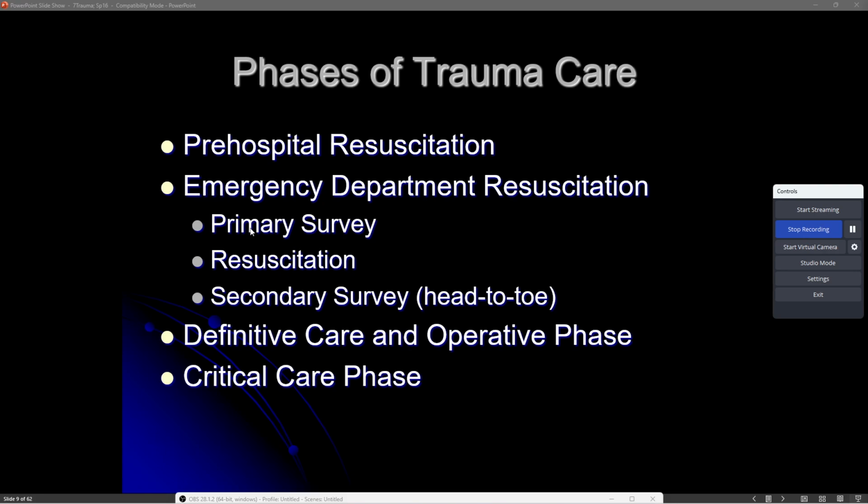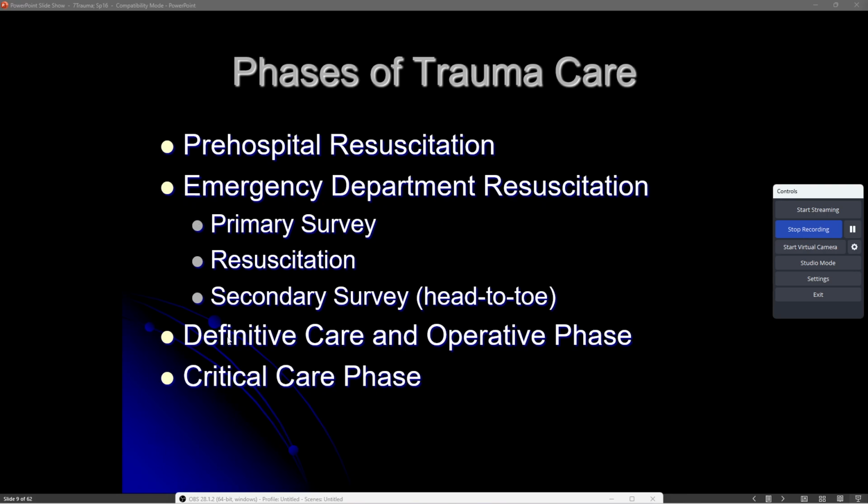ER, come on in. We do our primary survey and assessment. We do any resuscitative efforts that are necessary. This is where CPR would come into play. Maybe we're continuing CPR from the field. We have our secondary survey, head to toe, definitive care and operative phase, and then we have our critical phase if necessary. All right, so they came into the ED.